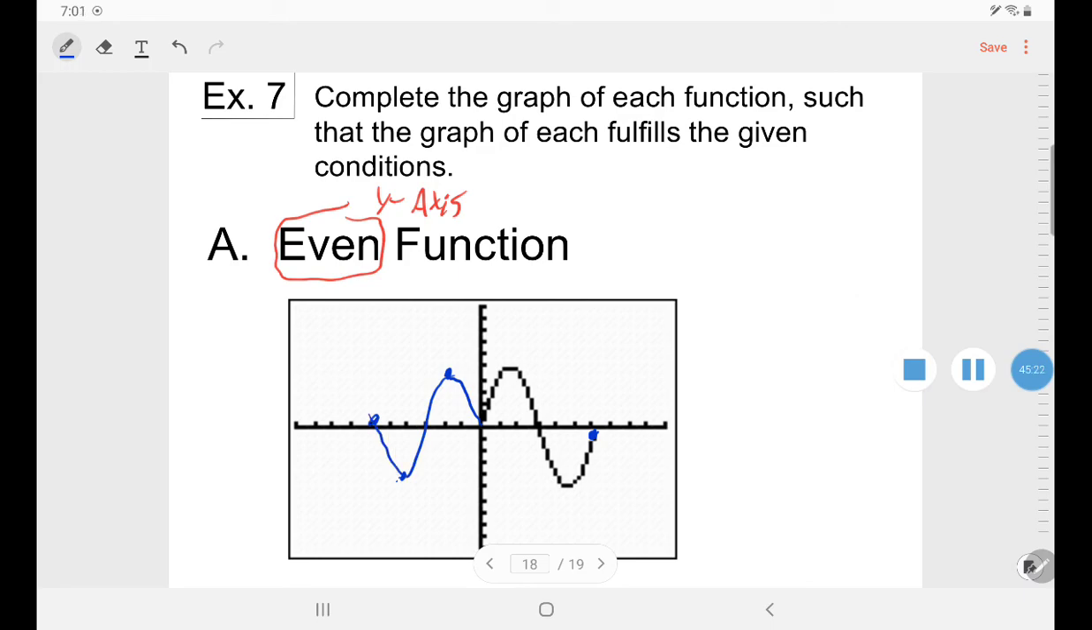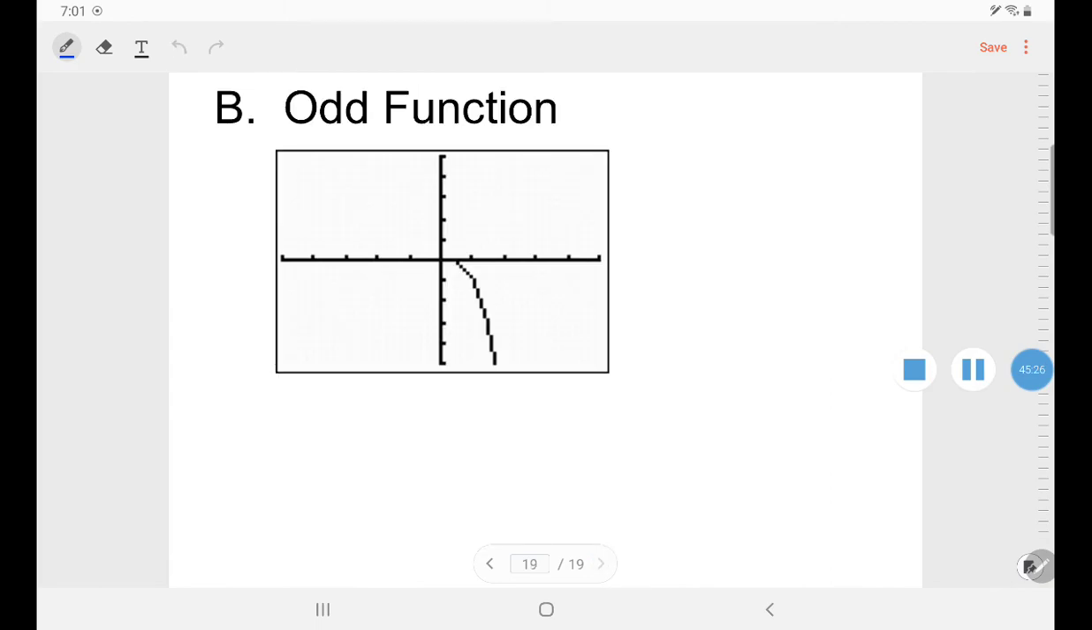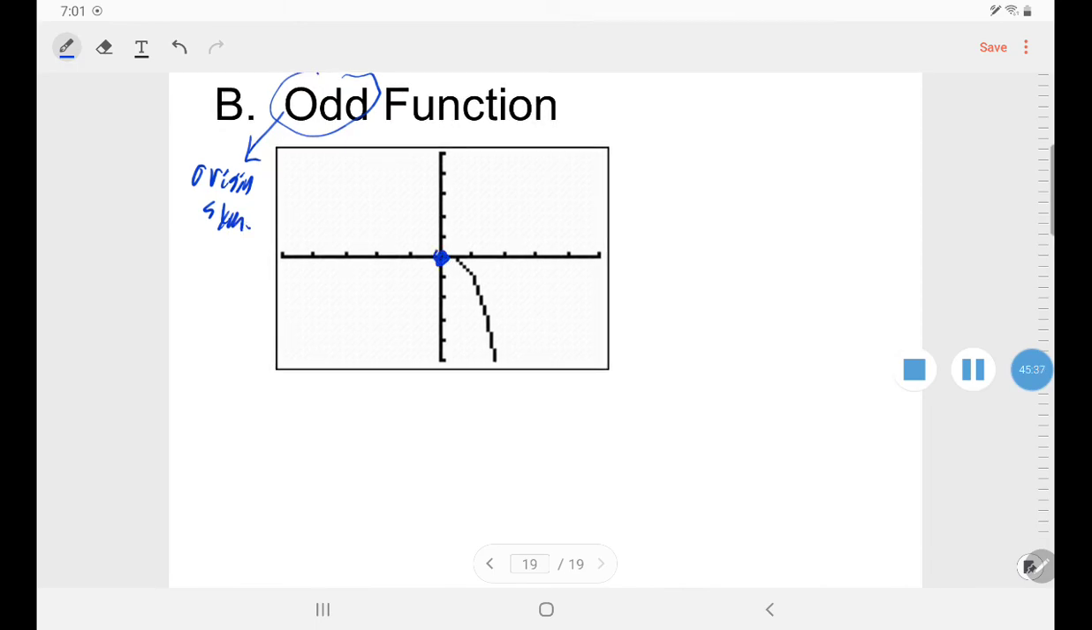All right, last one. I want this to be an odd function. Again, what does an odd function have? It has origin symmetry. Here's the origin, which means I want this thing reflected right over here. So it would look something like, well, that. Now it's completed so that it would possess origin symmetry.